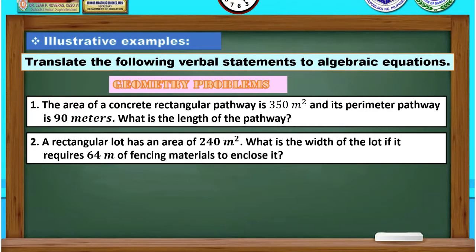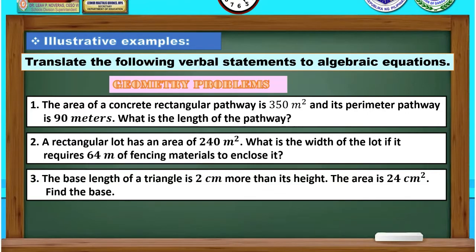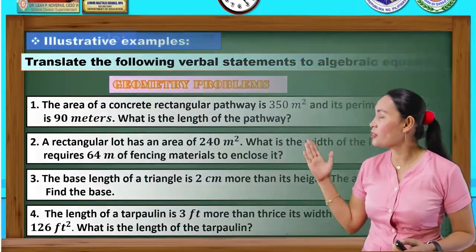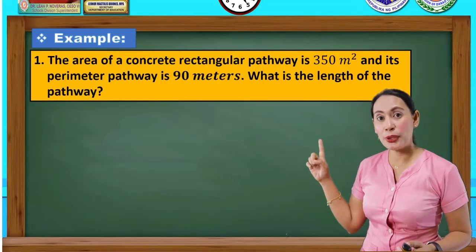Number 3. The base length of a triangle is 2 centimeters more than its height. The area is 24 square centimeters. Find the base. Number 4. The length of a tarpaulin is 3 feet more than thrice its width, and the area is 126 square feet. What is the length of the tarpaulin? So let us start translating situation number 1.